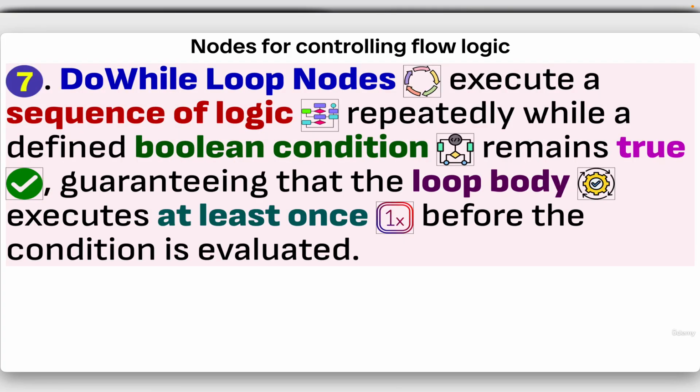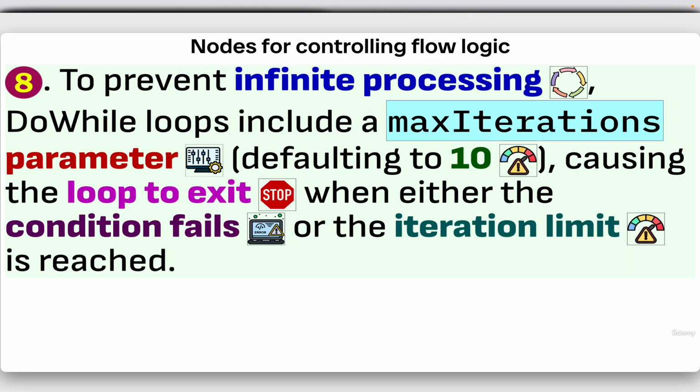Do while loop nodes execute a sequence of logic repeatedly while a defined Boolean condition remains true, guaranteeing that the loop body executes at least once before the condition is evaluated. To prevent infinite processing, do while loops include a max iterations parameter which defaults to 10, causing the loop to exit when either the condition fails or the iteration limit is reached.